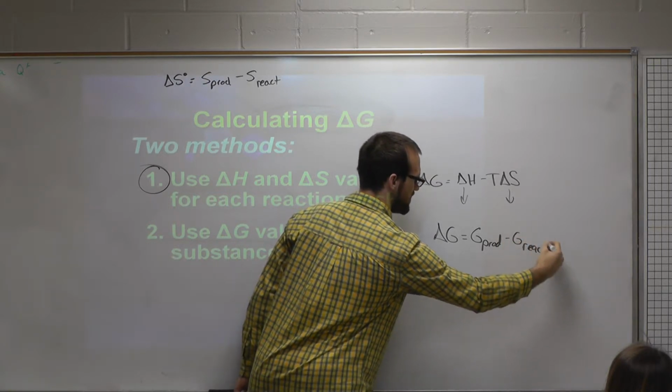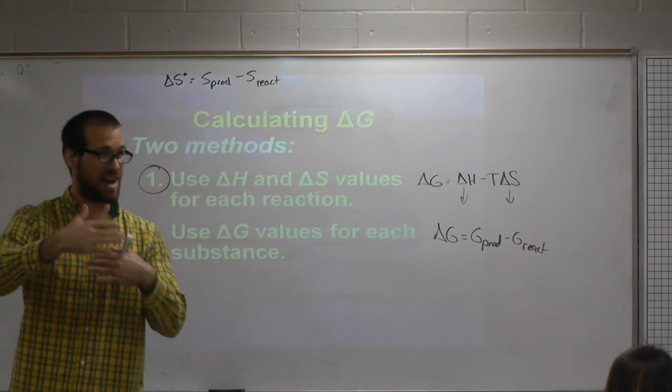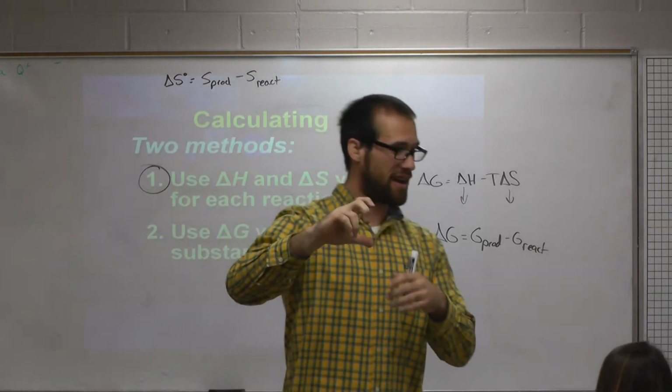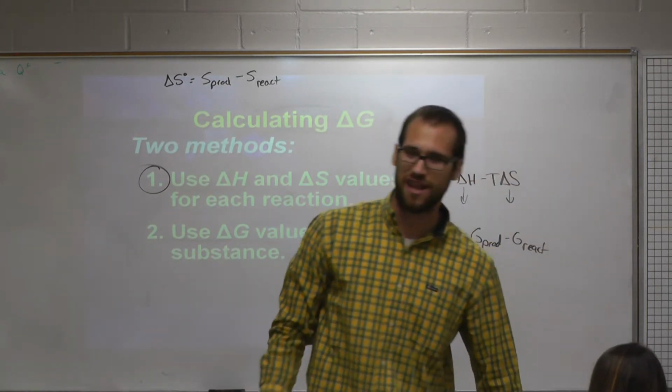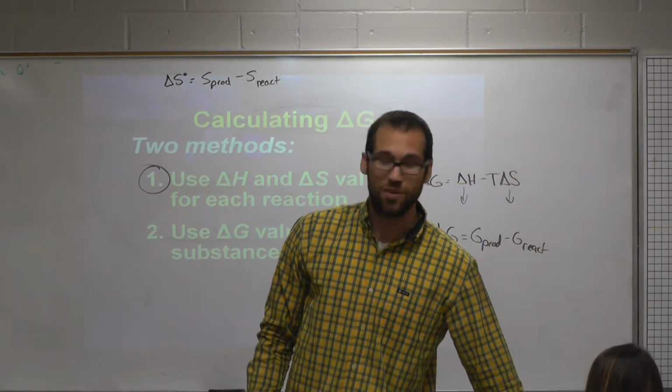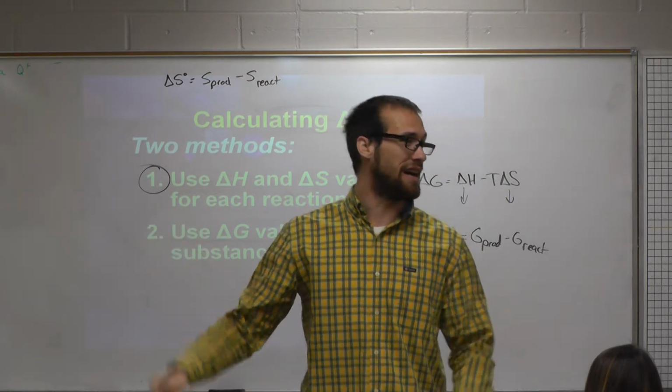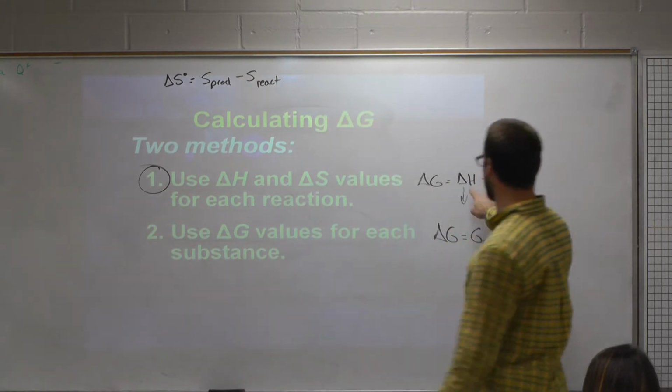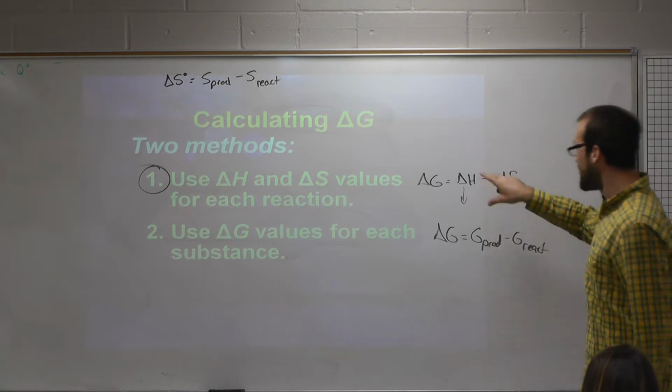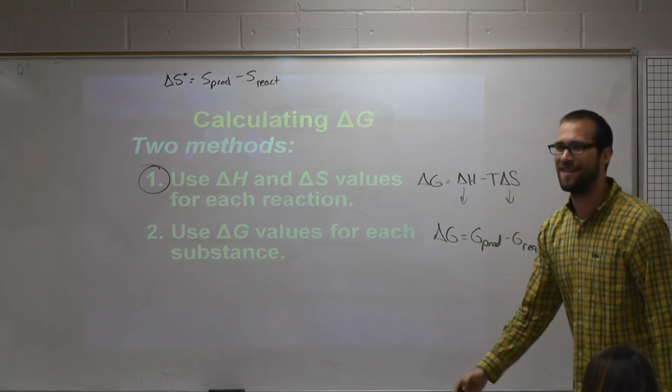Oh, nice. You remember that third slot in our look at your chart. What's your third slot? In your G. So we could just do products minus reactants, be done. In this one, we have to do products minus reactants, change the units, then we're done.